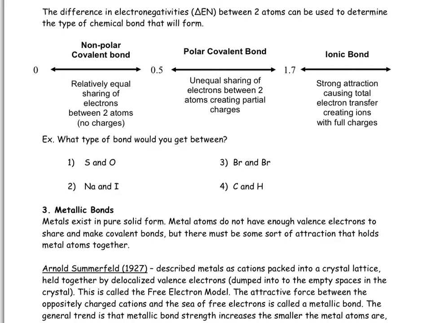Here are the answers for the example. S and O, that is a polar bond. N and I, ionic bond. Br and Br, that's the same atom, so it has an electronegativity difference of 0. So that's a nonpolar bond. And C and H, that is also a nonpolar bond.